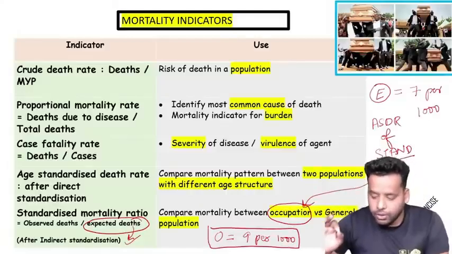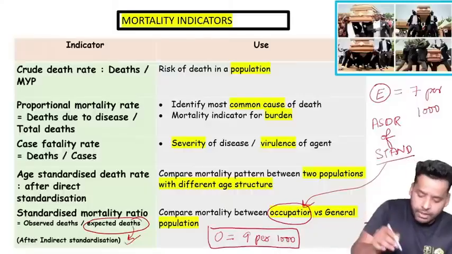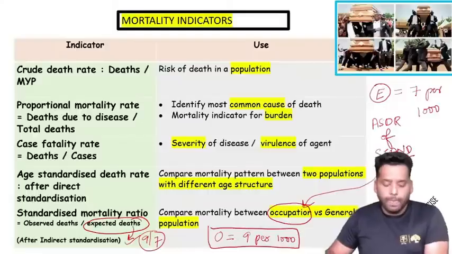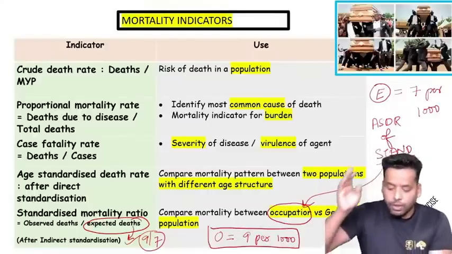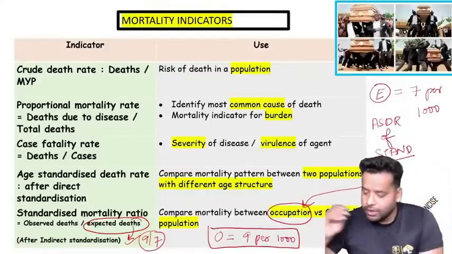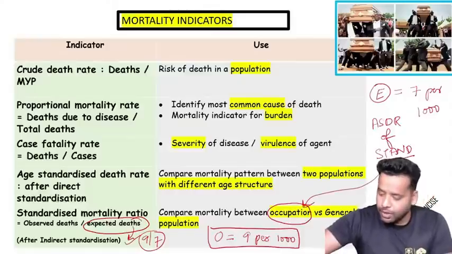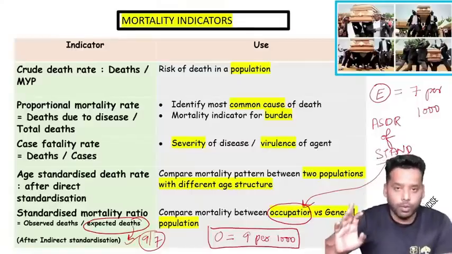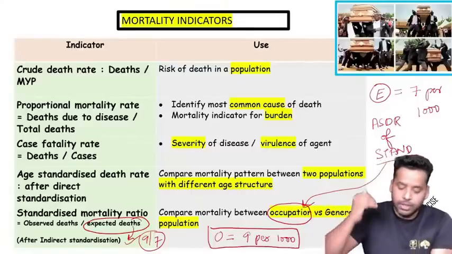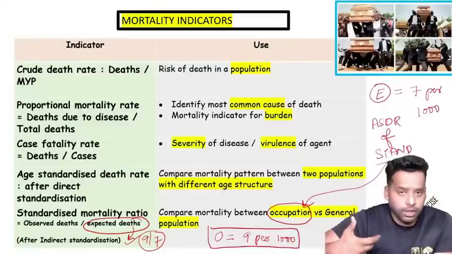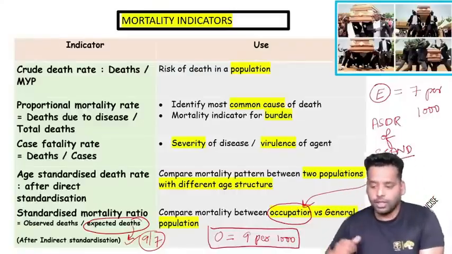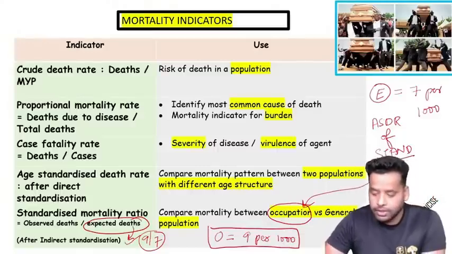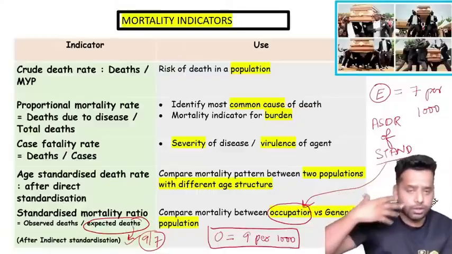If I take the ratio 9 by 7, is it more than 1 or less than 1? Answer my question. Yes, good. More than 1. More than 1 means the occupation has more risk of death or less risk of death? Yes, the occupation has more risk of death.